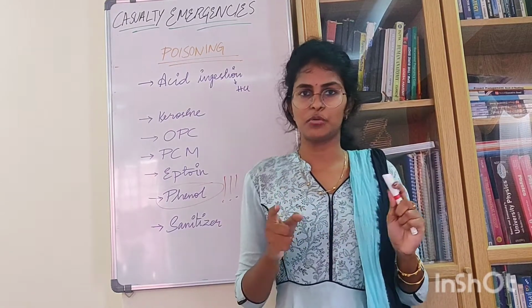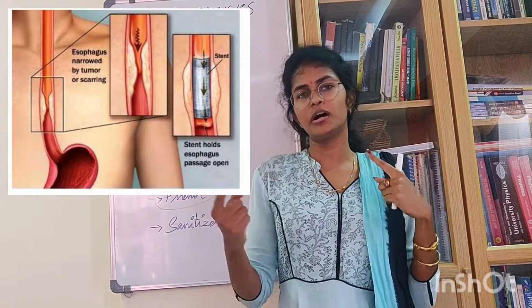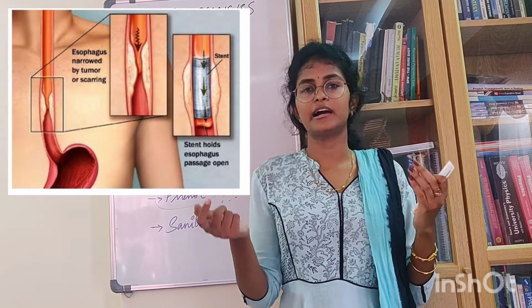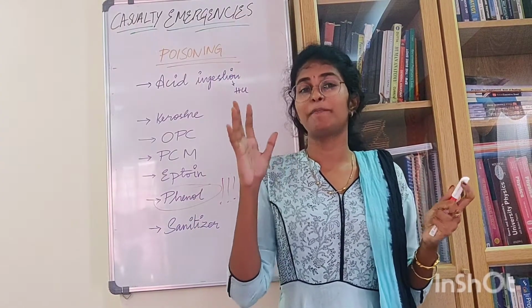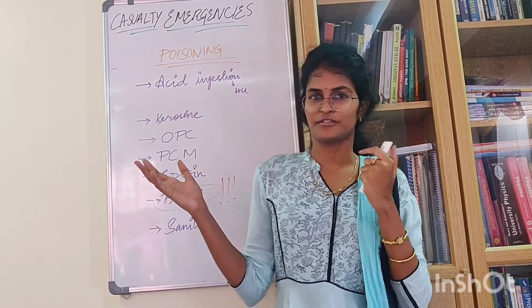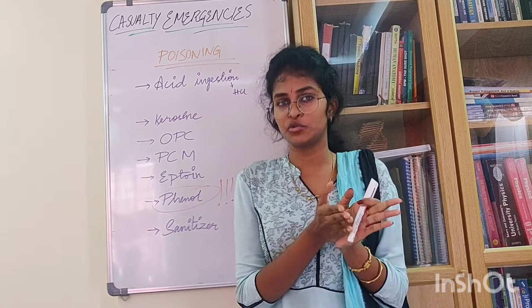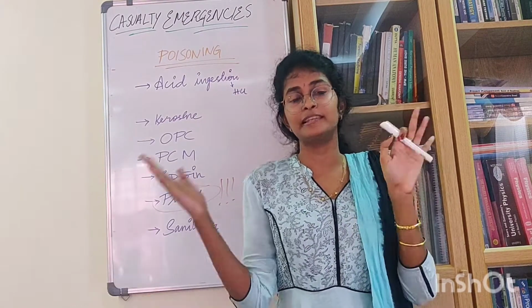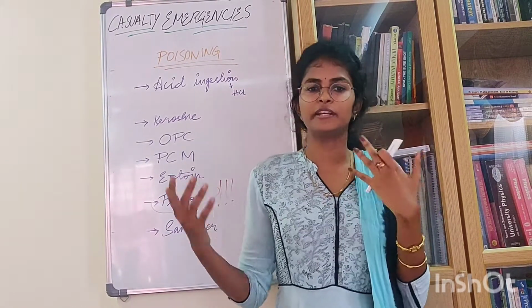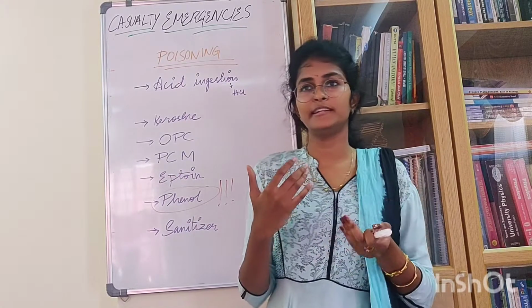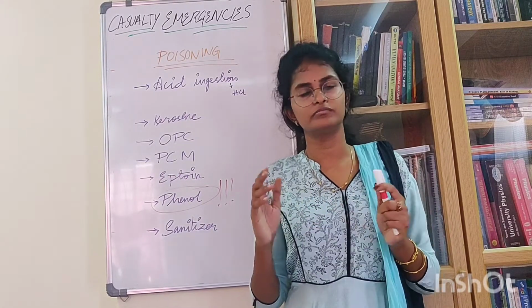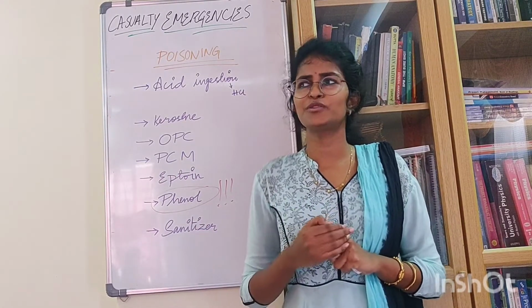Coming to sanitizer and alcohol injection, whenever possible, try to do an endoscopy within 72 hours, because after 72 hours fibrosis will start, and there are high chances of perforation of the esophagus or your stomach. So preferably do an endoscopy within 72 hours, or after 3 months, at the end of fibrosis, to look for any scarring. So this is all about poisons.